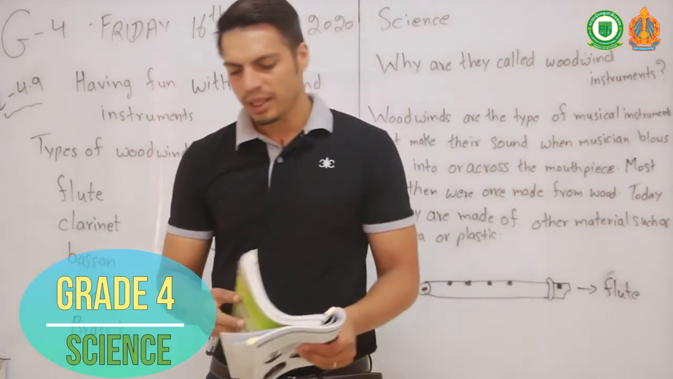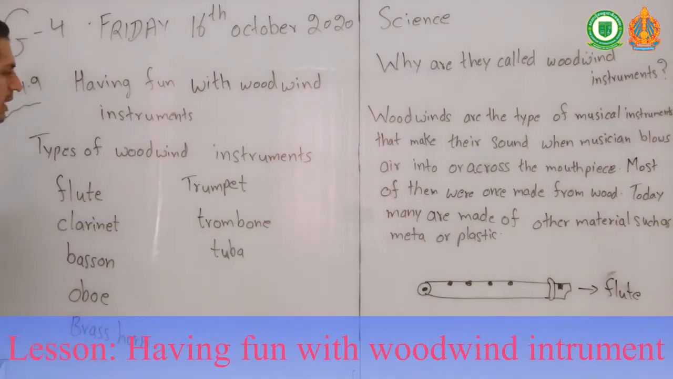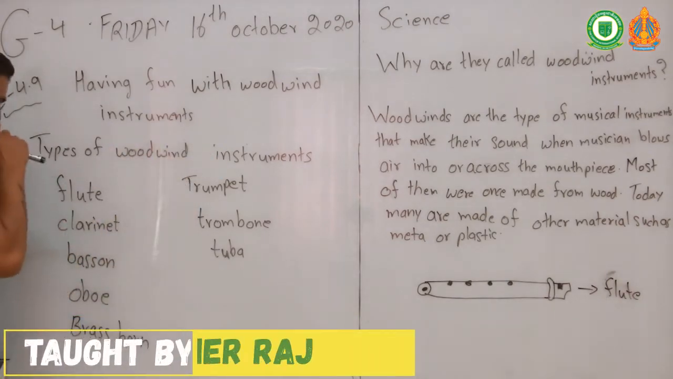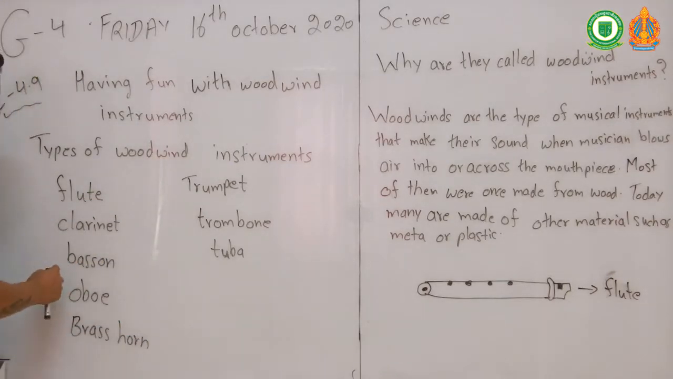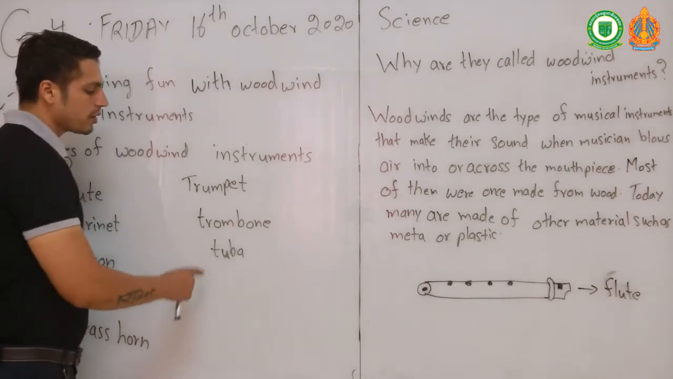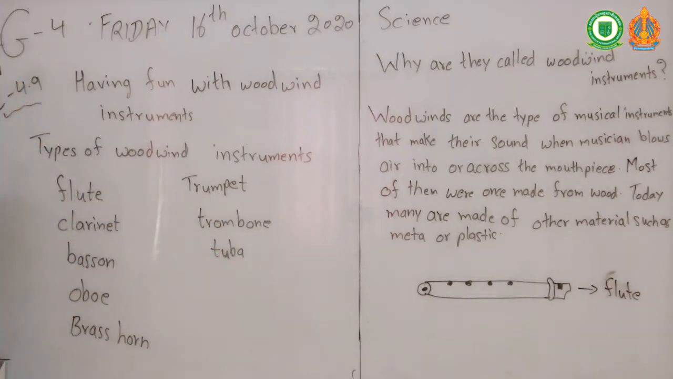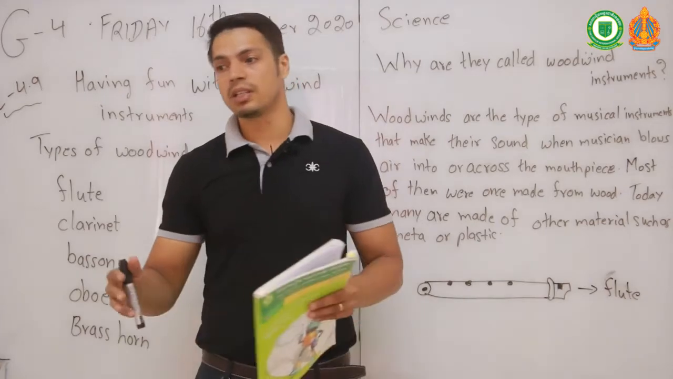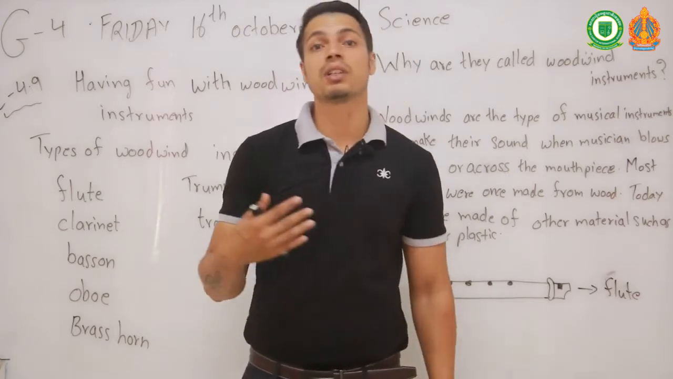Let's have a look here. Having fun with woodwind instruments. Types of woodwind instruments. The most common is the flute. Clarinet, bassoon, oboe, brass horn, trumpet, trombone and tuba. These are common woodwind instruments, and all of them are from different origins. Origin means they were invented in different countries or different areas of a country.